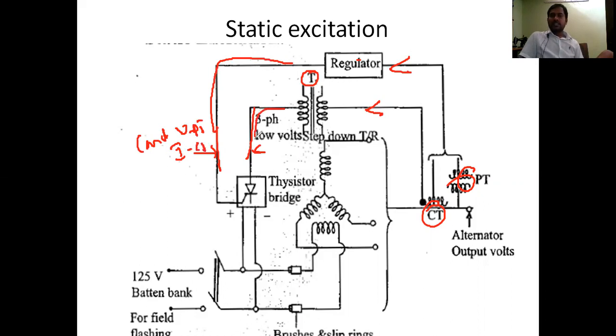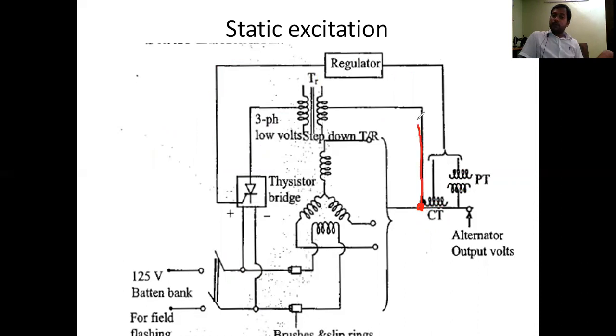Look at this one: positive terminal to the field winding, and negative terminal to the other field winding. After generating the electrical energy of the alternator, that energy is tapped back to the field winding by using the regulator, CTs and PTs, regulators and transformers. And you can see here a thyristor bridge rectifier.